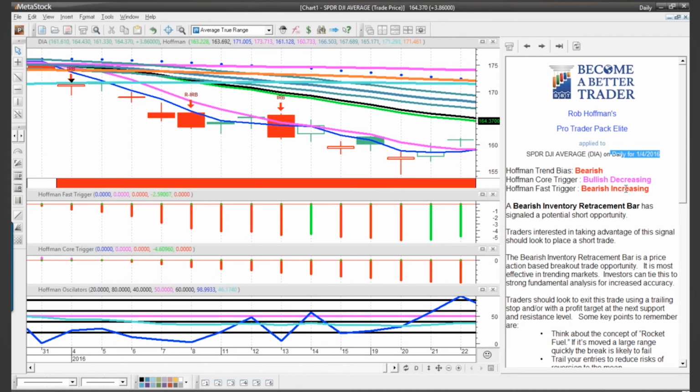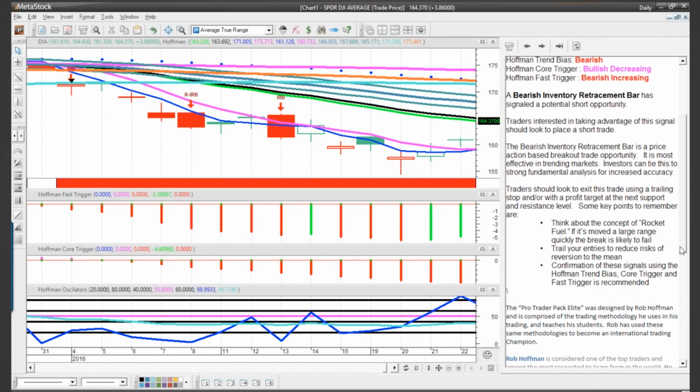What we've tried to do is tell you what to do with this signal. So it's a bearish inventory retracement bar. It signaled a potential short opportunity. If you're interested in taking advantage of that signal, you should look to place a short trade. It gives you a little bit of information about what that means and what that inventory retracement bar is, and it also tells you how to look at exiting that trade and how to get out of that trade.